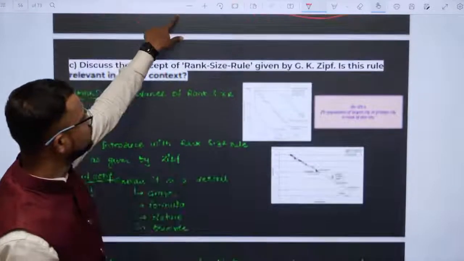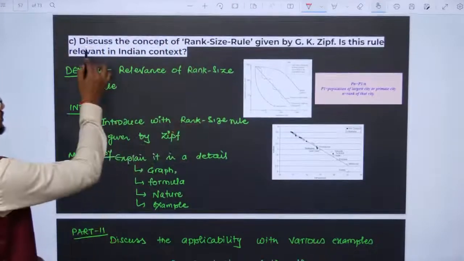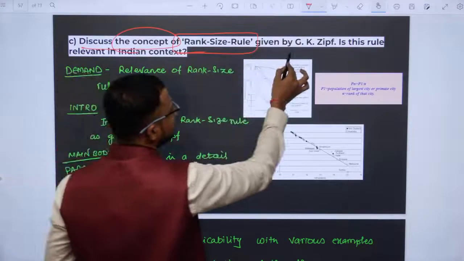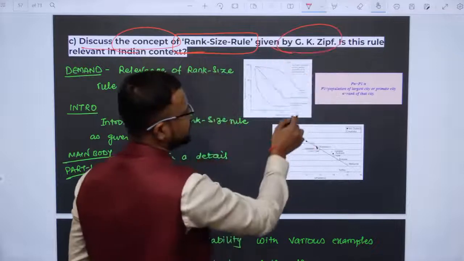And the last question: discuss the concept of rank size rule as given by G.K. Zipf.